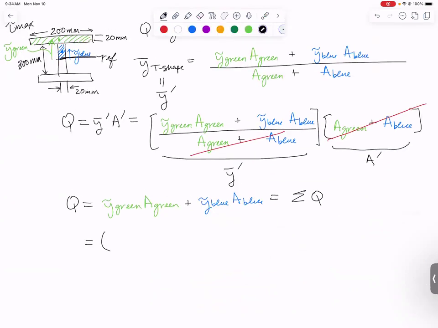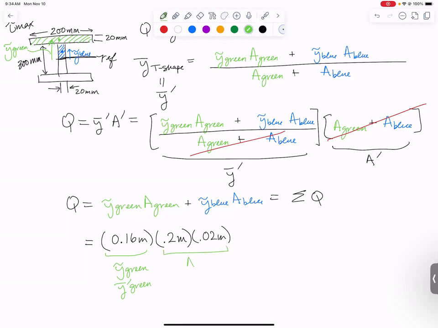Let's fill this in. Y tilde for the green, or y bar prime for the green, we got to go from the center of the whole shape up to the middle of the green rectangle, which is 150 plus 10 more millimeters, 160 millimeters, which is 0.16 meters. Then we need to multiply by the area of the green rectangle, which is 0.2 meters by 0.02 meters, 200 by 20 millimeters. This is your A prime, or your area of your green rectangle.